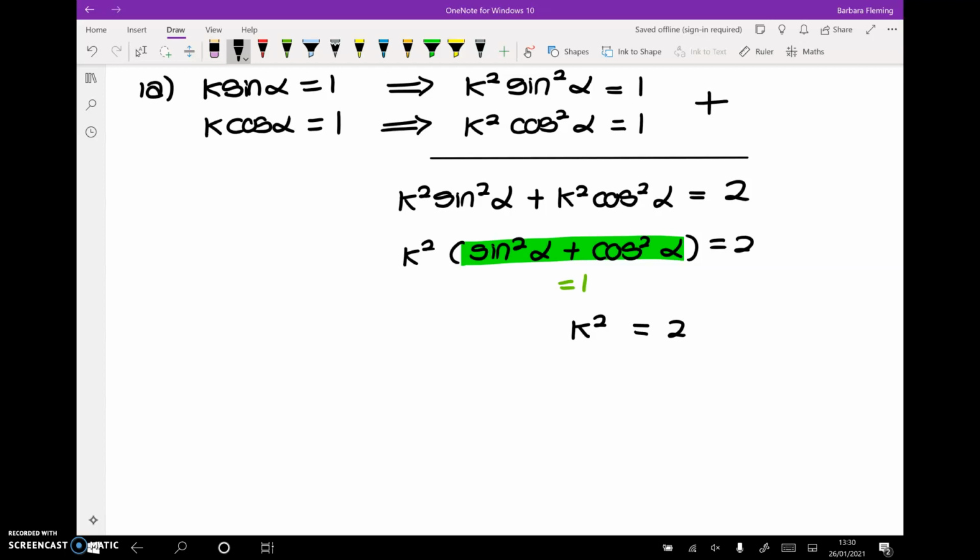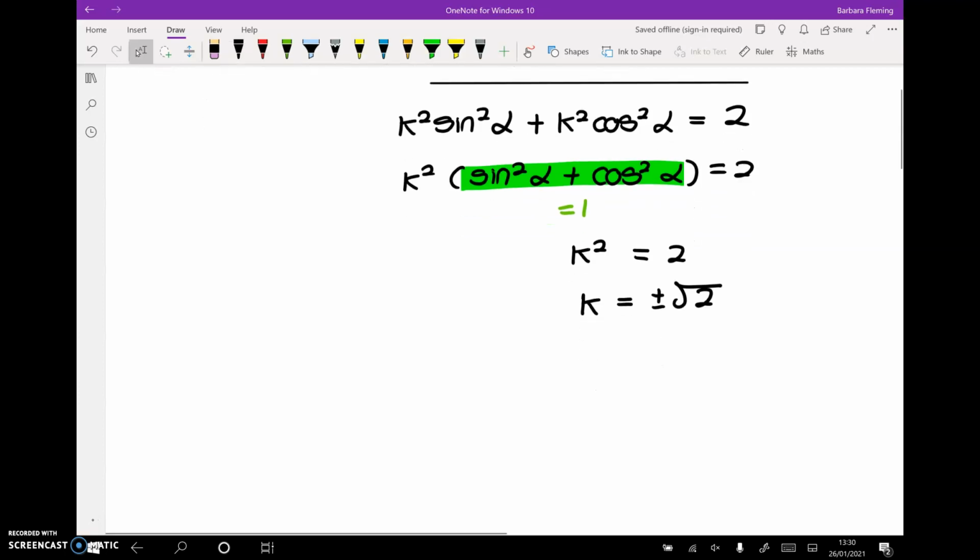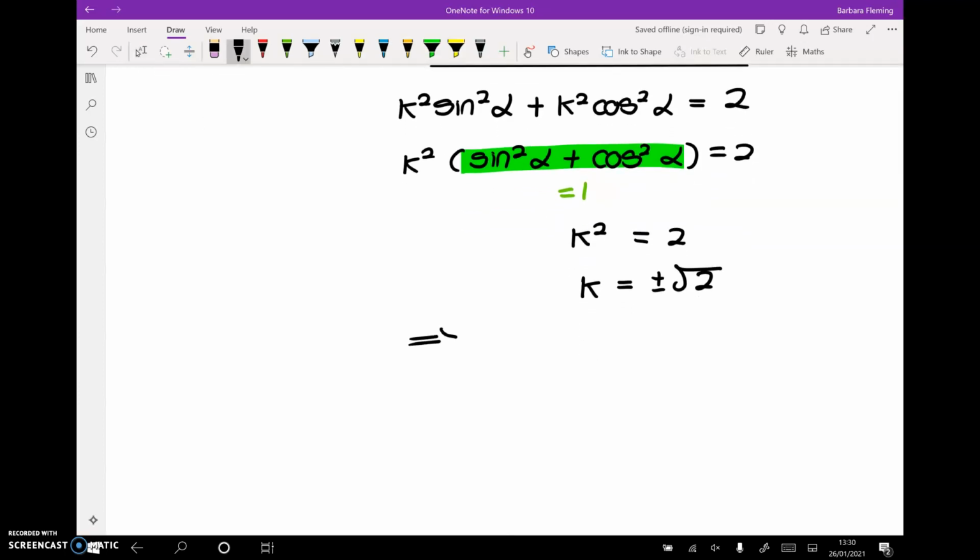To get rid of your squared, you square root. k equals plus or minus the square root of 2. So at Higher, you're always thinking about your two possible values for k, plus or minus. But it did tell us in the question that k is greater than 0, so k equals root 2 as k is greater than 0. And you'll be doing this so many times with all of these questions that it's going to become a really nice repetitive process.